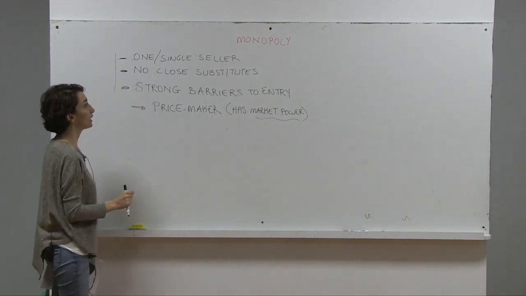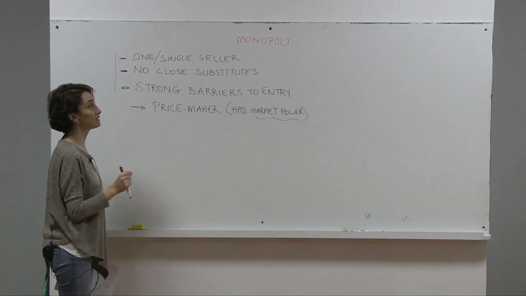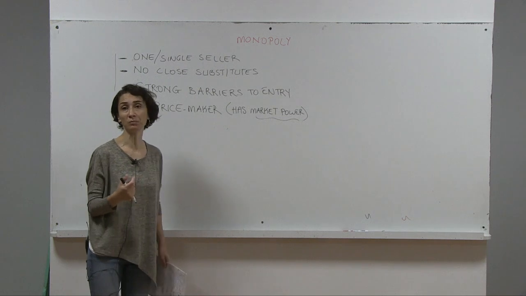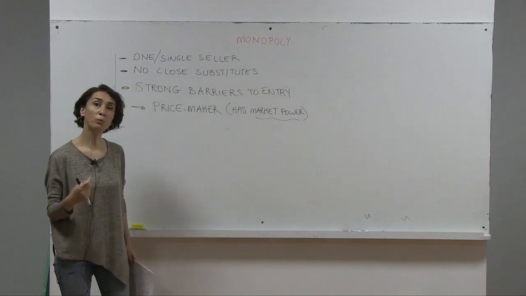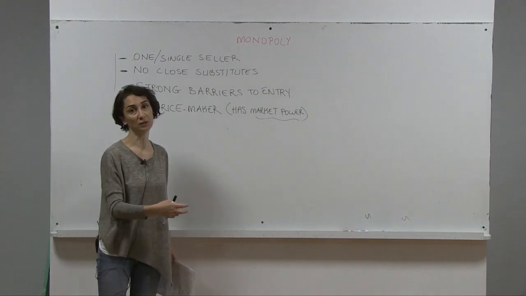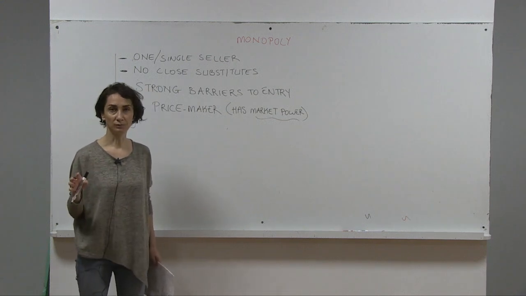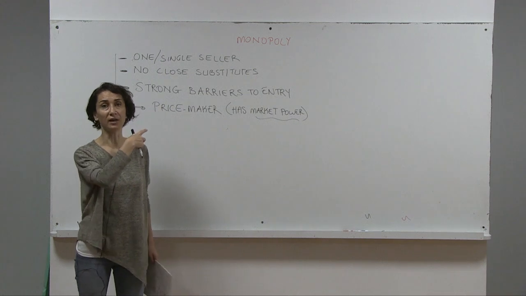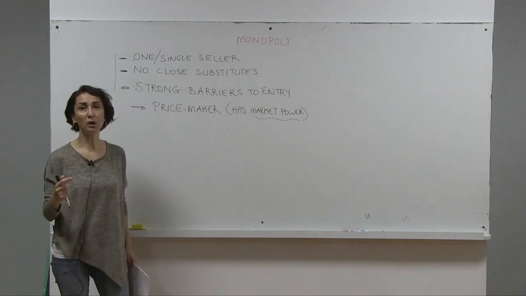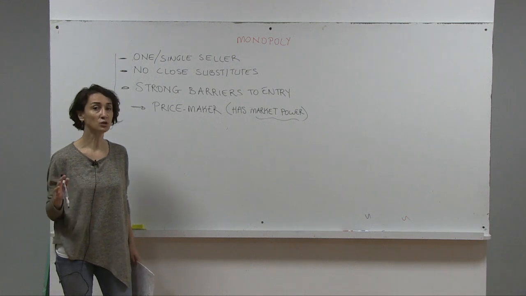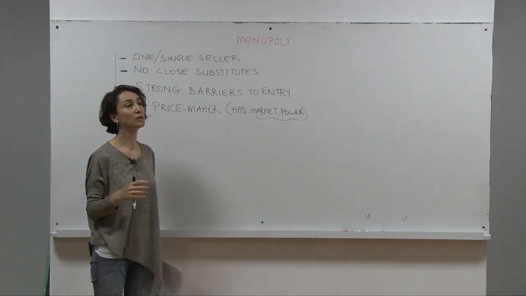But apart from that, remember, in a monopolistic market structure, there is no competition to the firm. So both in a perfectly competitive market and in a monopoly, the firms, or the firm in this case, don't have to care about what other firms are doing. So there is no strategic decision.